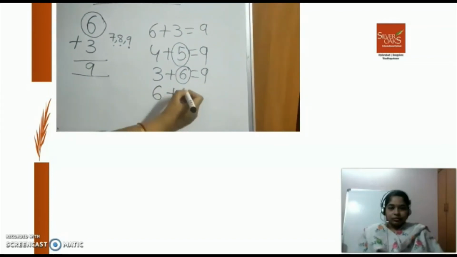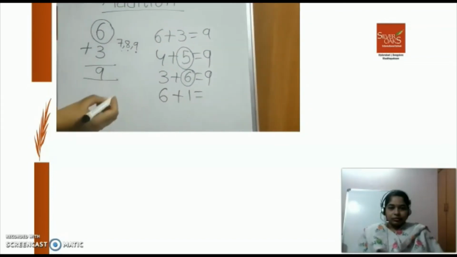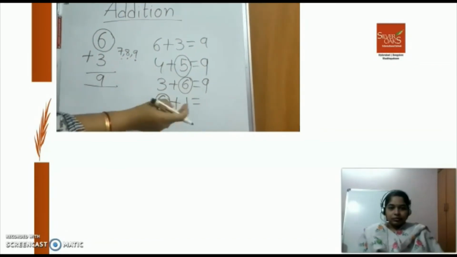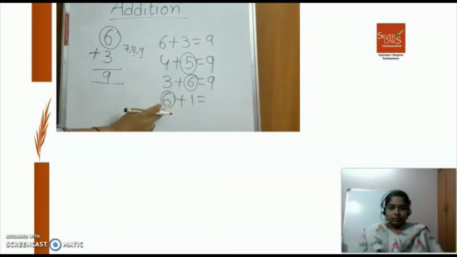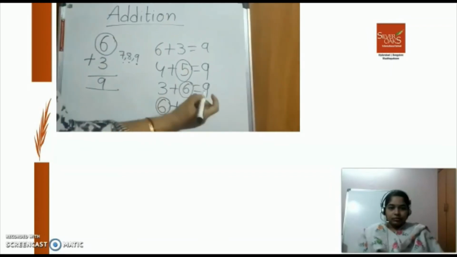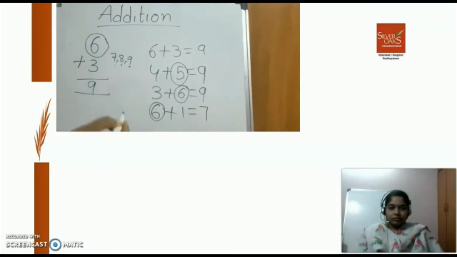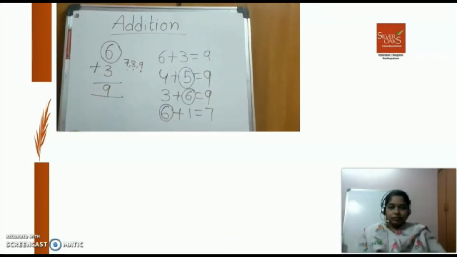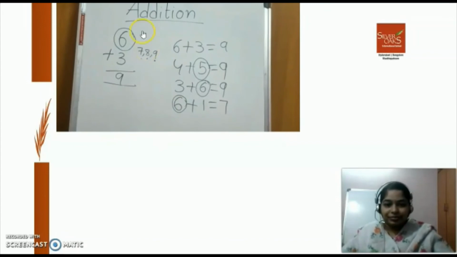Next one, 6 plus 1. This is very simple. The bigger number is 6 and after 6, if you add one more, it is 7. The answer is 6 plus 1 equal to 7. You can also do the sums.